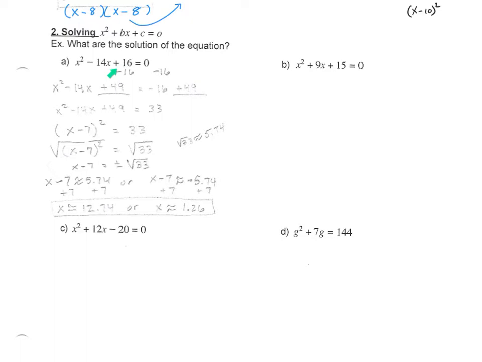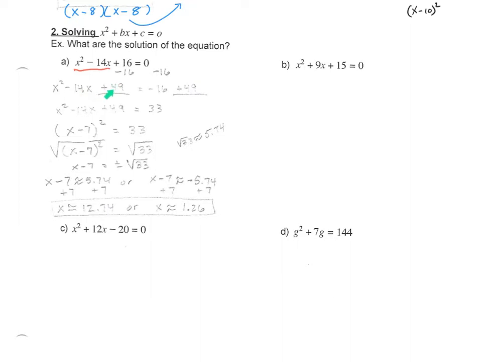In order to begin the process, I need to make sure that I get my a and b by themselves, and that means I'm going to move the current c value over to the other side of the equal sign. So I moved that over, and I ended up with x squared minus 14x equals negative 16. Then I went ahead and found what value would make this a perfect trinomial square. When I took half of b and squared it, I came up with 49.